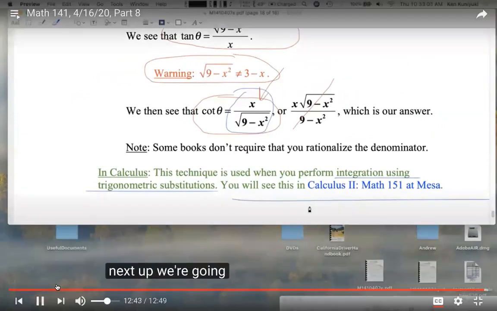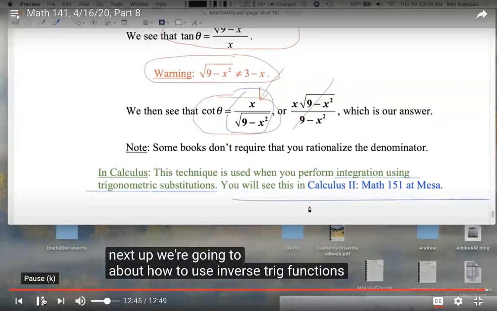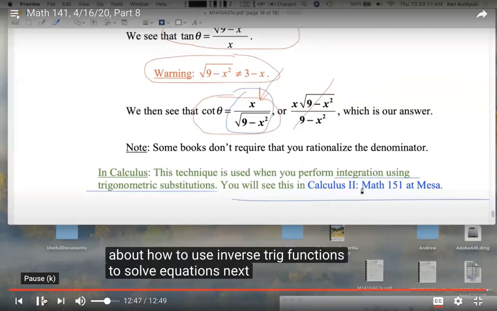Next up, we're going to talk about how to use inverse trig functions to solve equations. Next time. All right, any questions thus far? That's a specific type of problem.